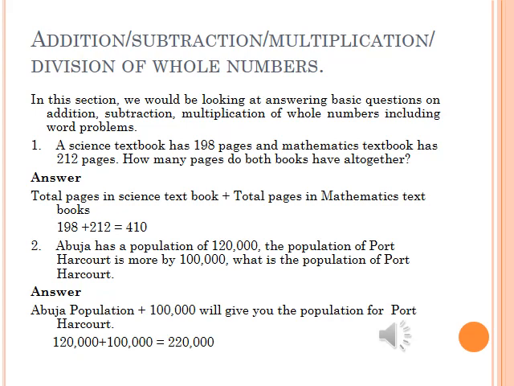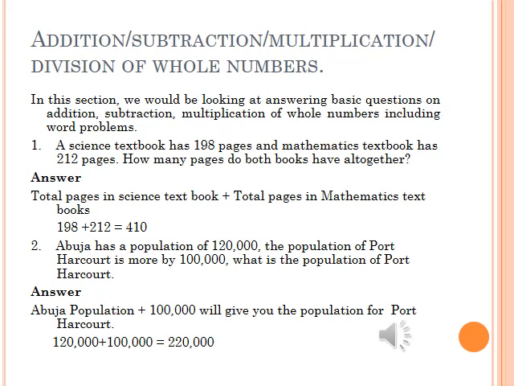Question 1. A science textbook has 198 pages, while a mathematics textbook has 212 pages. How many pages do both books have altogether? Answer. Total pages in a science textbook plus total pages in a mathematics textbook. That is 198 plus 212, which is equal to 410.